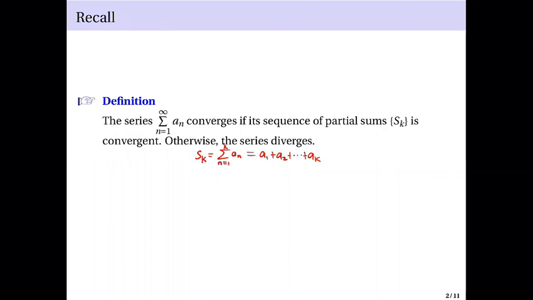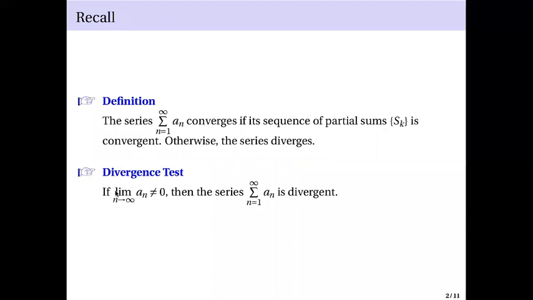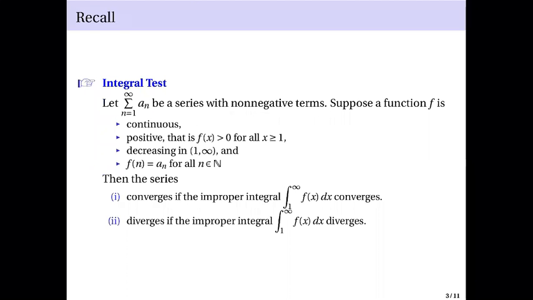Okay? We also recall the divergence test. So if the limit of a_n as n approaches infinity is not equal to 0, then the series summation of a_n, n equals 1 to plus infinity, is divergent. So that is the divergence test. And remember, the divergence test is a test for divergence. It is not a test for convergence. And now for today's topic, we recall the integral test.